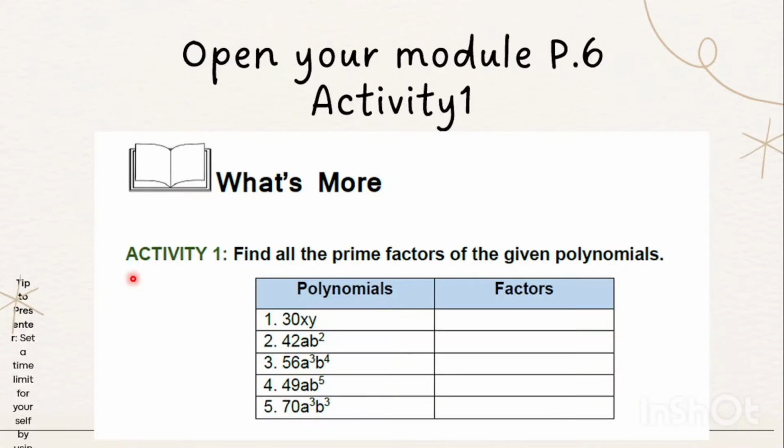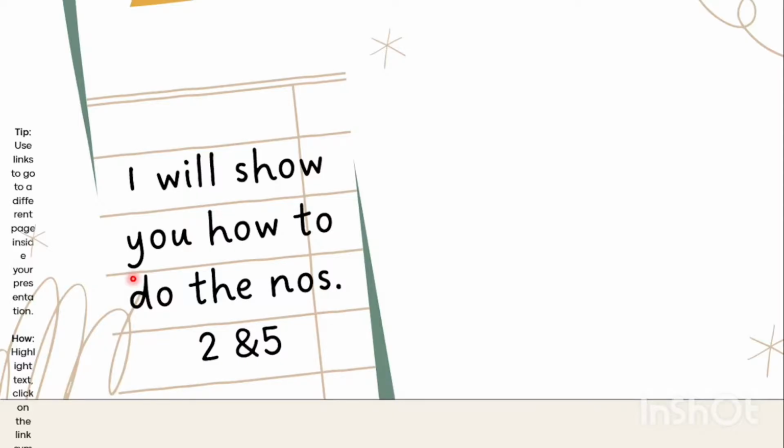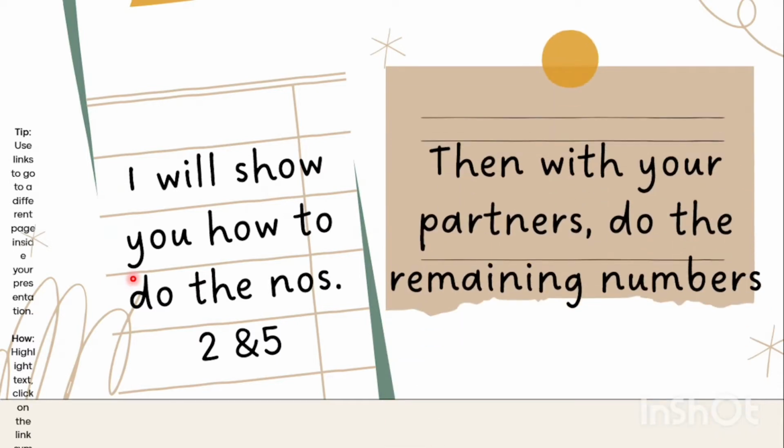I want you to open your module number 1 and open it on page 6. We are going to start with activity number 1. The instruction here is find all the prime factors of the given polynomials. Now let me show you how. First, I will show you how to do the numbers 2 and 5, and then with your partners, you're going to do the remaining numbers, which are number 1, number 3, and number 4.